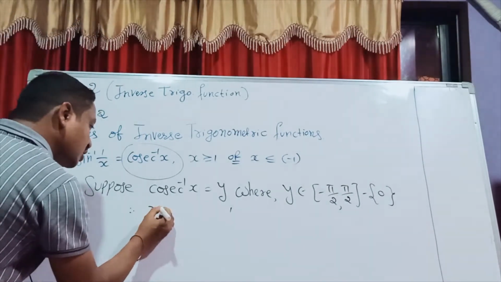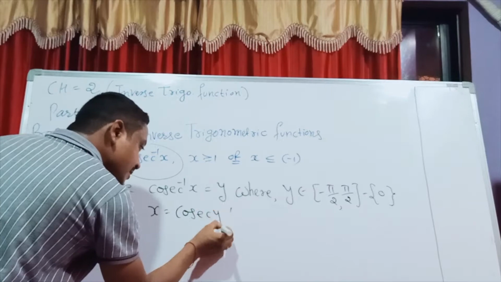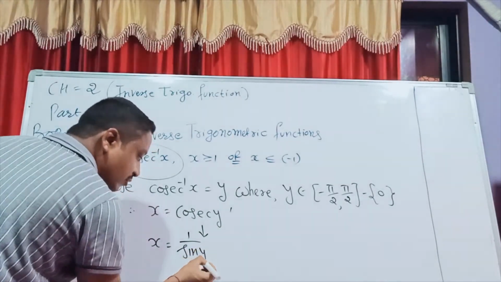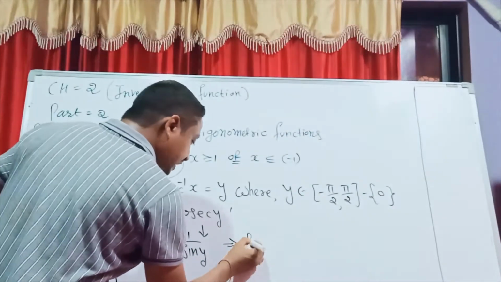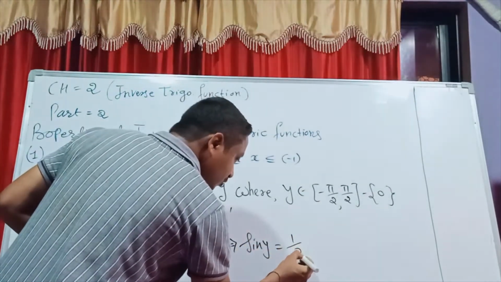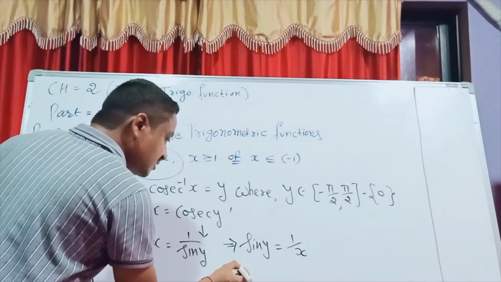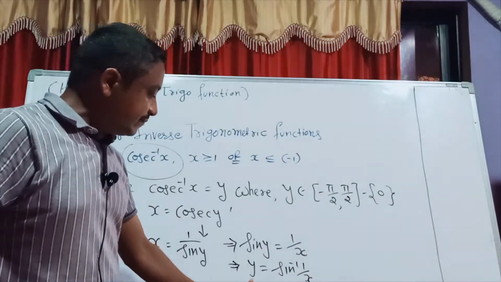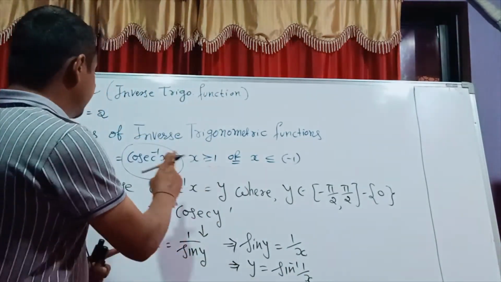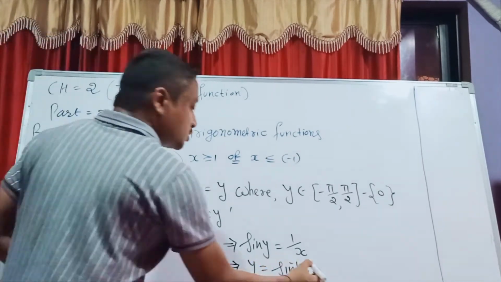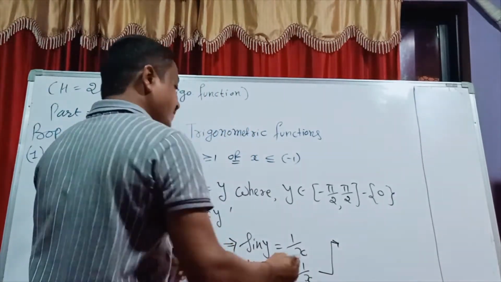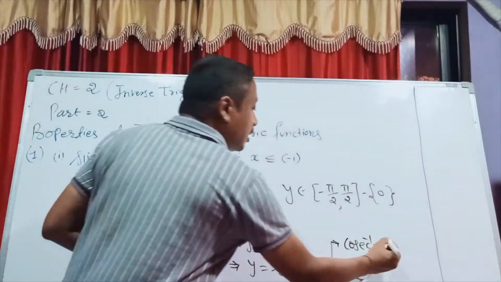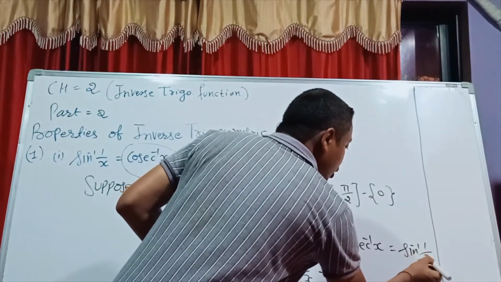So x is equal to cosec y, and the reciprocal, as you know, is 1 upon sine y. So sine y is equal to 1 by x. It means y is equal to sine inverse 1 by x. Now students, this y we assumed at the start to be cosec inverse x. So I put in the value of y: cosec inverse x is equal to sine inverse 1 upon x.